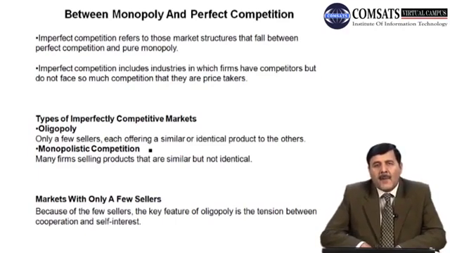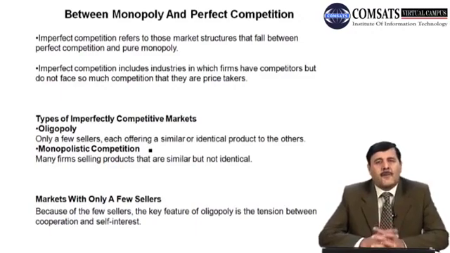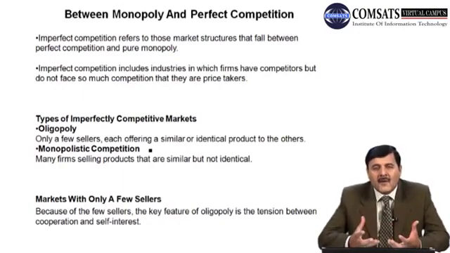Now when we say that a market with only few sellers is an oligopoly market, because of few sellers in the market, the key feature of oligopoly is the tension between cooperation and self-interest. So when we say that the market is comprised of only few sellers, then the key feature of an oligopolistic market is the tension between cooperation and self-interest: whether the firms which exist in the industry are going to cooperate with each other and act like a monopolistic firm, or take their self-interest and go their own ways, अपना डिसीजन खुद करेंगे या cooperation की बात करेंगे, right?